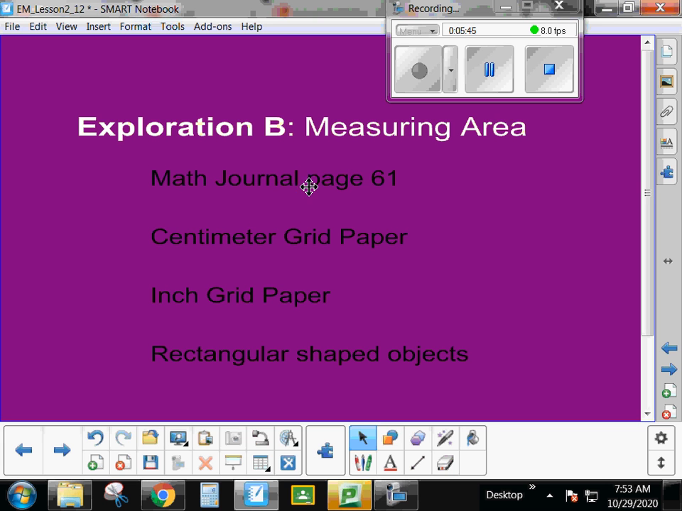Now you need your workbook page 61 for that. You also need centimeter grid paper. You need 1-inch grid paper. And then you need some rectangular shaped objects. I'm going to put a link on my web page so that you can print some grid paper, or you can even Google centimeter grid paper and inch grid paper so that you can print it off, because you are going to need that.